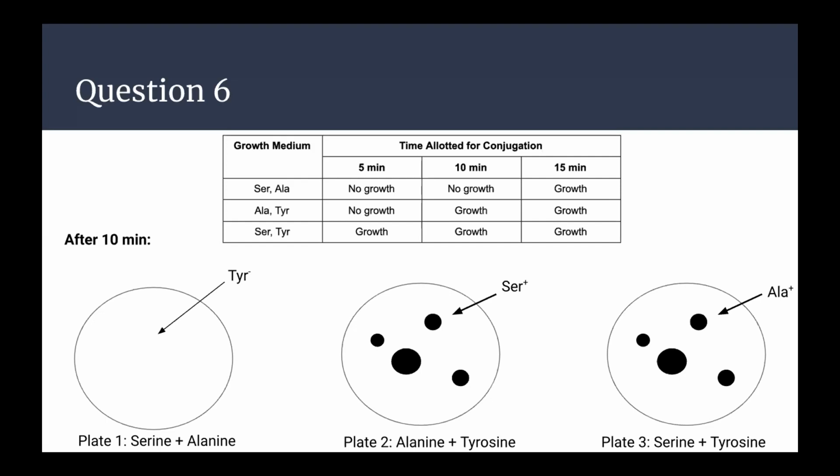And the fact that it's able to grow after 10 minutes means that the gene to make serine is transferred second after alanine. Does that part make sense?